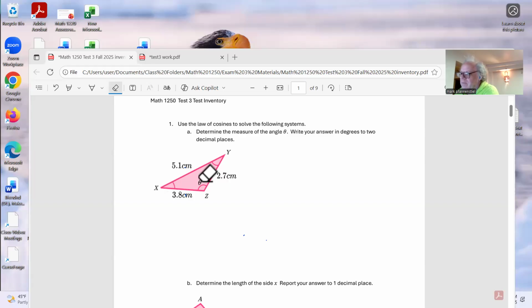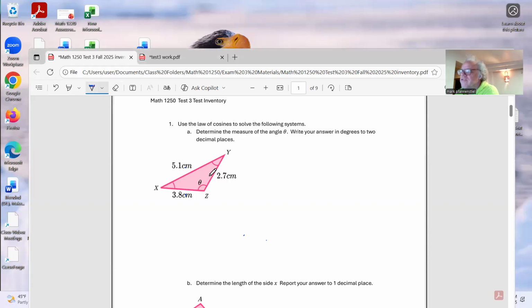All right, good evening. Welcome to Pre-Calculus, and we are looking at test three, test inventory. Here I've got a triangle. We've got different sides here, and we've got x, y, and z for our angles, and it says we have to figure out what the angles are.